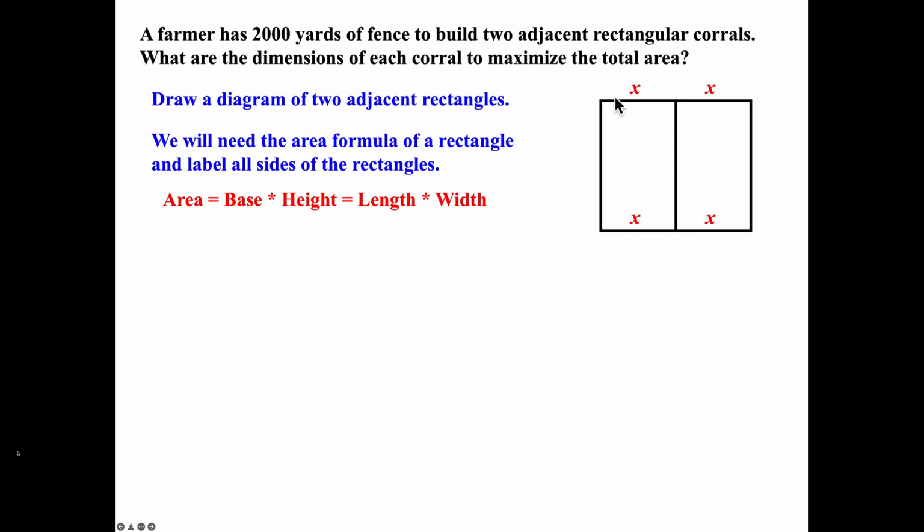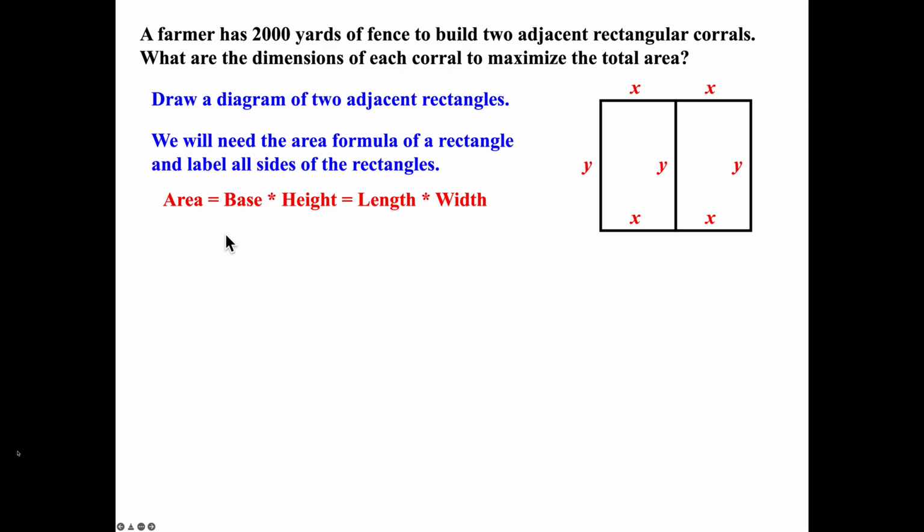I like to measure my horizontal segments with an x. So don't make the whole bottom 1 x. You have 2 different corrals. It said, what are the dimensions of each corral? So you want to label each side of the corral with a variable. The vertical, I'm going to make those y's, just like my vertical axis.